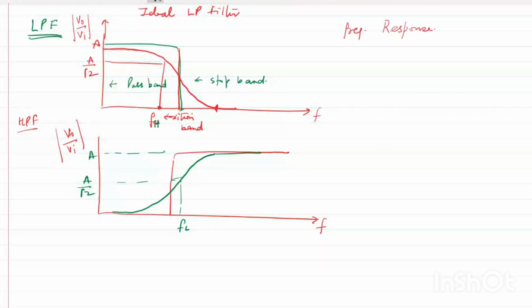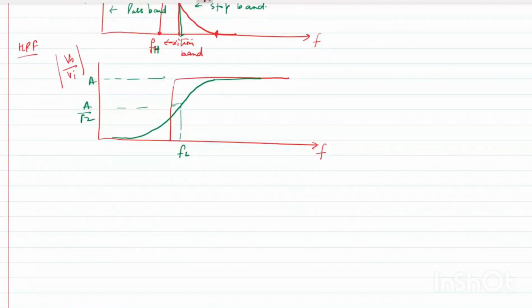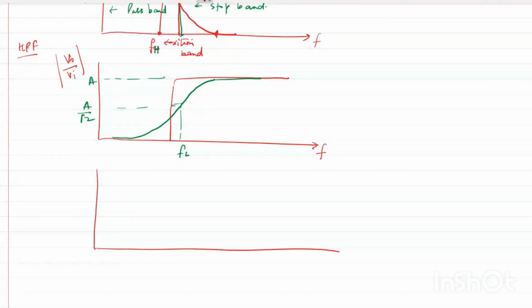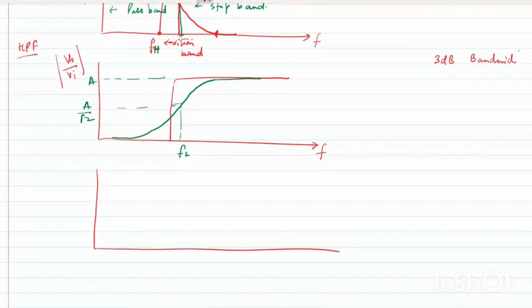Yes, ma'am. Next is band pass filter. It passes a band of frequencies. A by root 2 is what we call the 3 dB bandwidth. I'll tell you about 3 dB bandwidth, where the power is half. How do you know the position of FH and FL? I'm not calculating. I'm telling the frequency at which the gain is A by root 2.